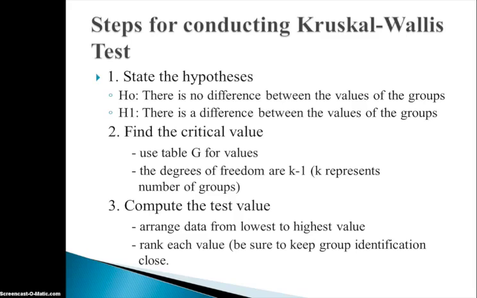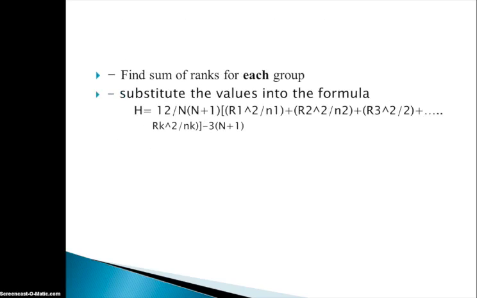Number 3, we compute the test value. We arrange the data from the lowest to the highest value. Then we rank each value, and we make sure we keep our group identification close to these values. Next step is to find the sum of the ranks for each of the groups. Then we substitute the values into the following formula.